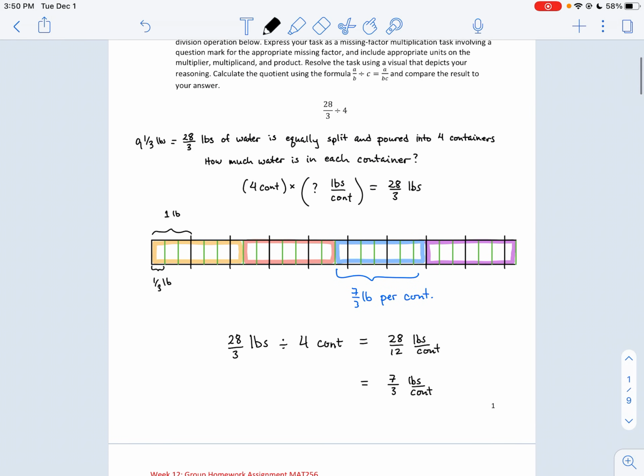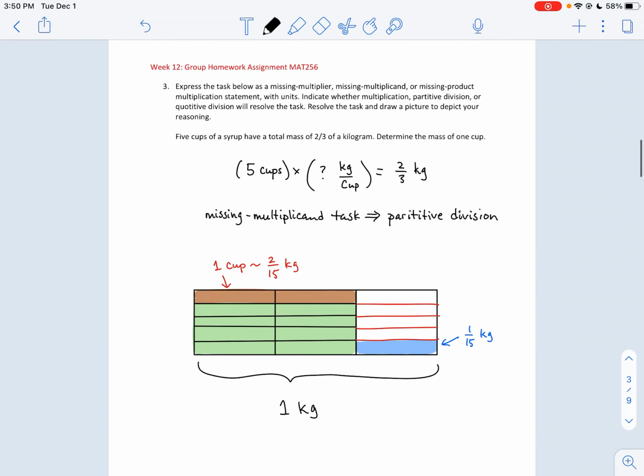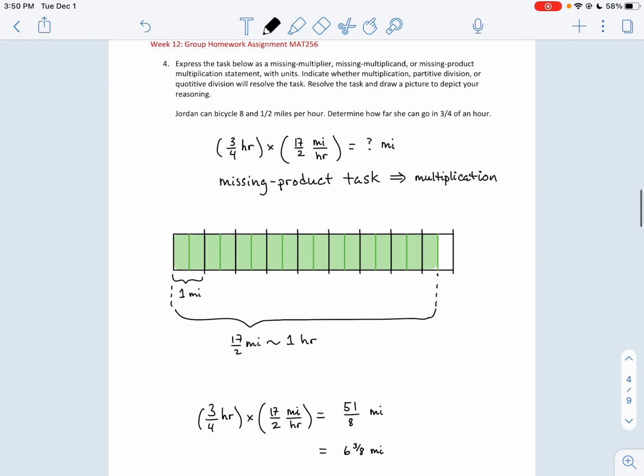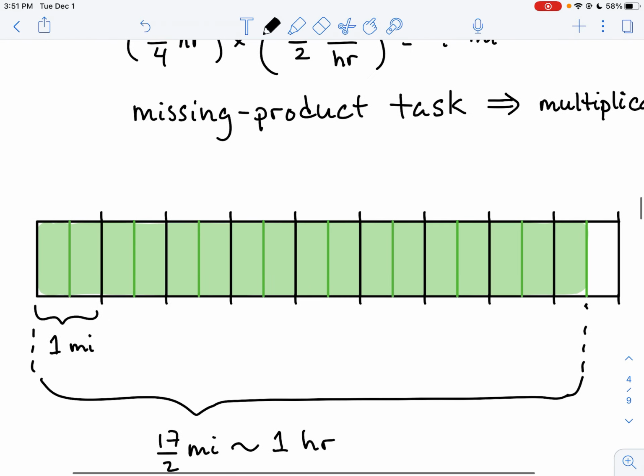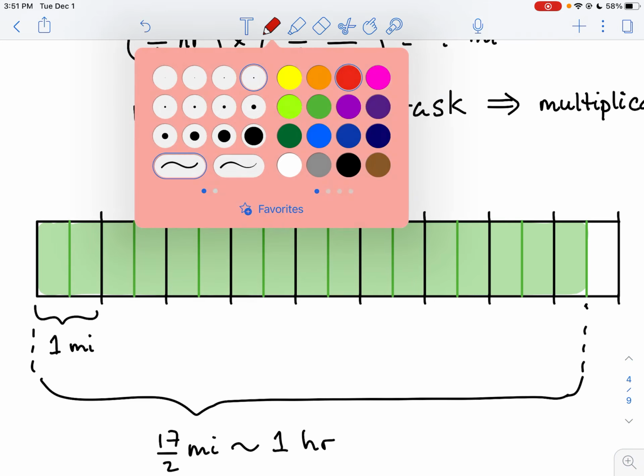So I'm going to use cross partitioning here, whereas if you backtrack to here, we were able to avoid cross partitioning because 4 divided nicely into 28. But here we're trying to break 17 pieces into 4 equal groups. Well, 4 doesn't divide into 17. So to find 1/4 of 17 halves, cross partitioning is useful. So let's go ahead and do that.